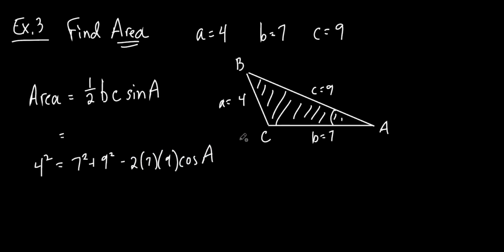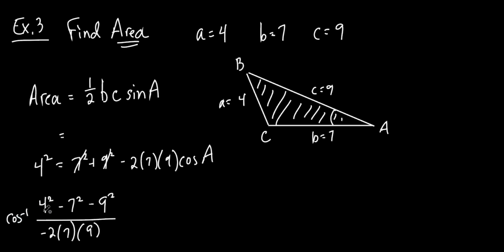And we do the same math that we just did a couple minutes ago. So let's do it. 4 squared minus 7 squared minus 9 squared. Watch how easy the math is once you realize how to get rid of this stuff. Subtract both of these, divide by this. Negative 2 times 7 times 9. Okay, take the inverse cosine of this, and that's what A is equal to.